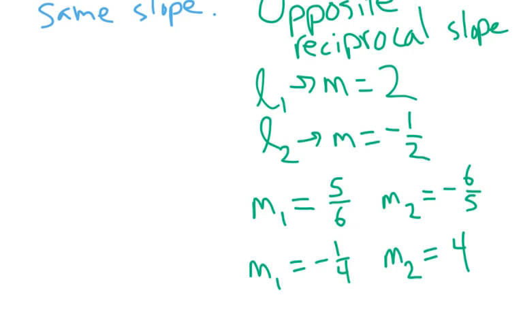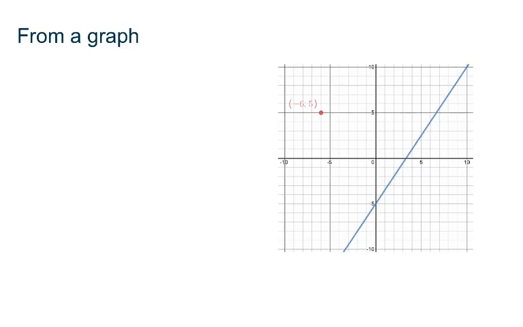So you have to take the reciprocal, flip the numerator and denominator, and change the sign. Whereas for the same slope, m1 is going to equal m2. So if m1 was equal to 2, m2 is also going to equal 2. Now let's take a look at what this looks like if we are given a graph and a point. They're given this line and that point, and for our example purposes, we're going to find both parallel and perpendicular.